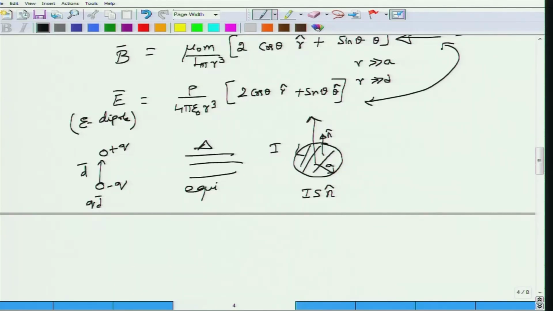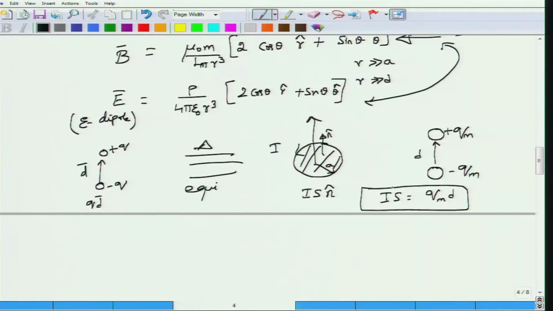Another equivalent point of view would be to imagine a charge plus qm and a charge minus qm at a distance d such that numerically IS is equal to qm into d, and call this the magnetic dipole with Qm d bar. This equivalence was probably appealing to you because there are charges plus Q and minus Q, and similarly charges plus Qm and minus Qm.